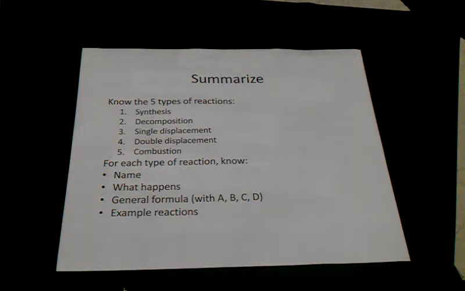For each of these types of reaction, you need to know the name, what happens, and the general formula, the one that had A plus B yields AB, or AB yields A plus B. And then you need to have some example reactions. You will be expected to be able to look at a reaction written on a piece of paper and tell me what kind of reaction it is. So be sure you've got some examples of each type of reaction in your notes. If you don't have all of these things in your notes, please go back, listen again, and add to your notes until you have all of the information and you're comfortable that you understand the material.